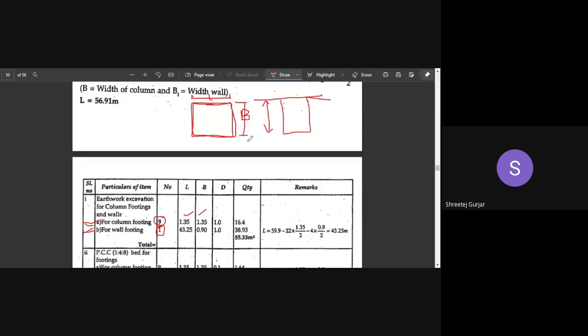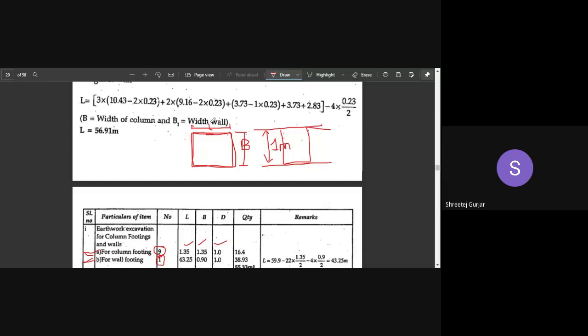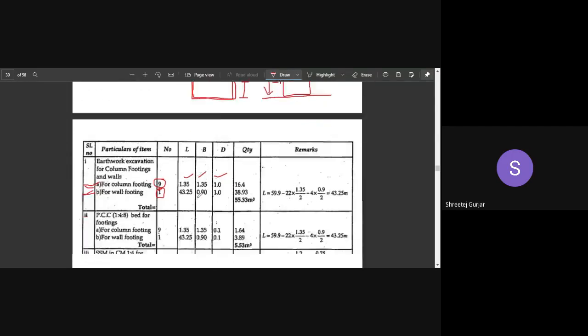And what about depth? Sir, 1 meter. How have you got 1 meter? Sir, from ground level. Yeah, okay, so it is 0.45 plus 0.45 plus PCC 0.1, right? Yes, sir. Okay, correct. So that is what we have written here. This is length, that is 1.35, this is your breadth, which is 1.35, and the depth, which is 1 meter. So you have got the quantity in meter cube.